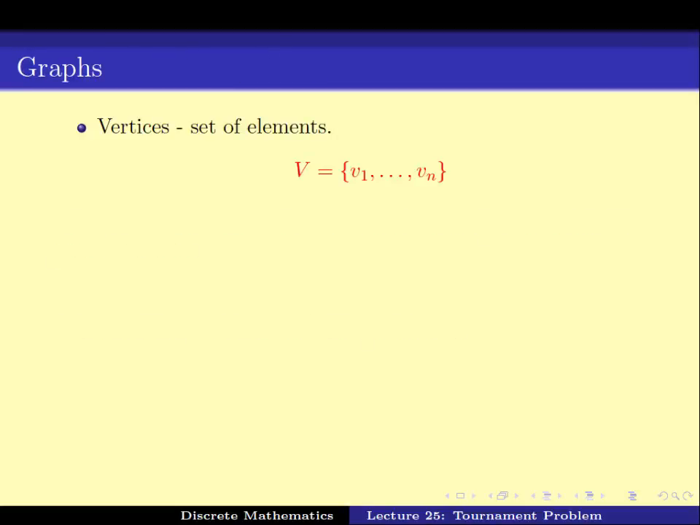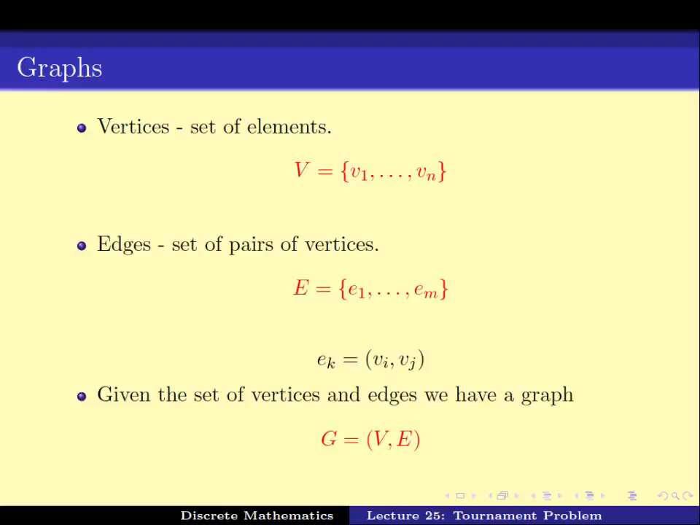So what's a graph? A graph is a set of vertices and a set of edges, which are basically pairs of vertices. The graph is given as (V, E), where V is the set of vertices and E is the set of edges.